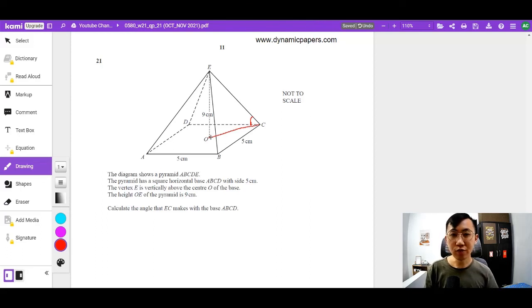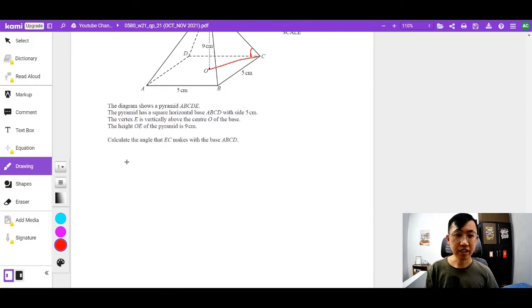So obviously we need to know OC. See the question, we definitely need to find out OC. But before we can find out OC, you have to find AC first, okay? So let's find AC first. I will have to write AC equals to, okay, observe.